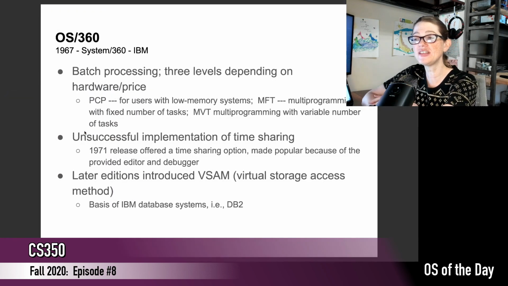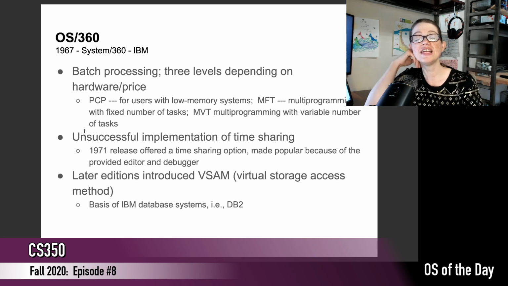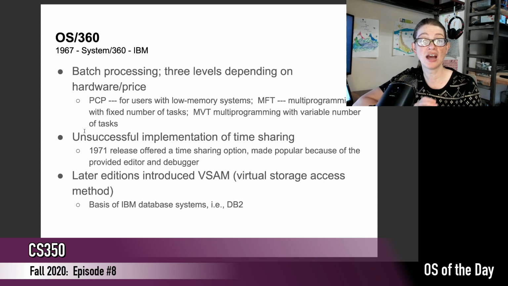So, our OS of the day, the name should probably look awful familiar to you because it's named similar to OS 161. Today's OS, though, is called OS 360. This operating system was released in 1967 for the System 360 computer that IBM produced. So this is an IBM operating system.